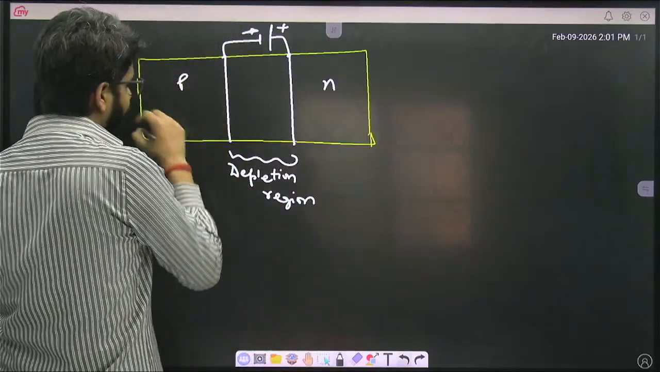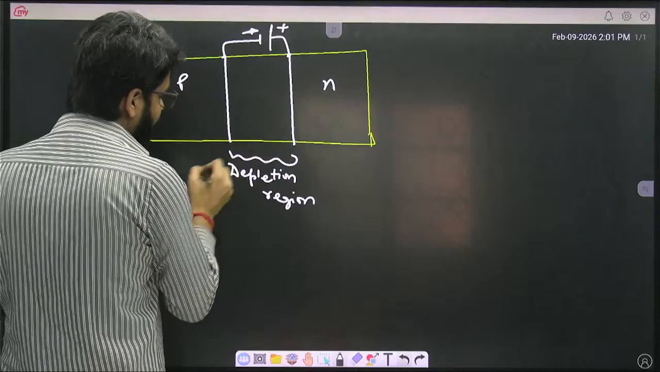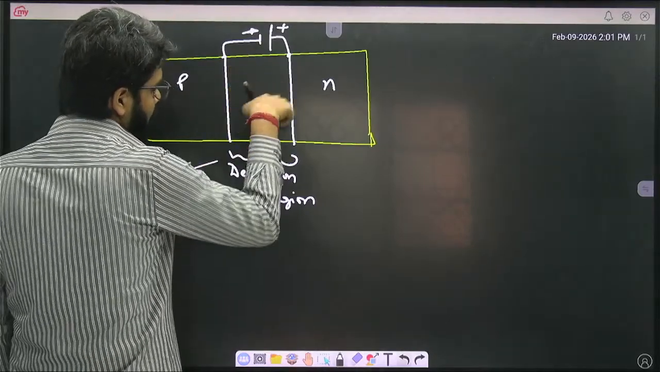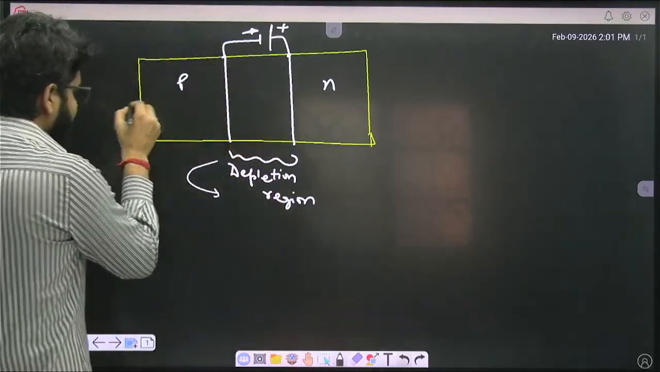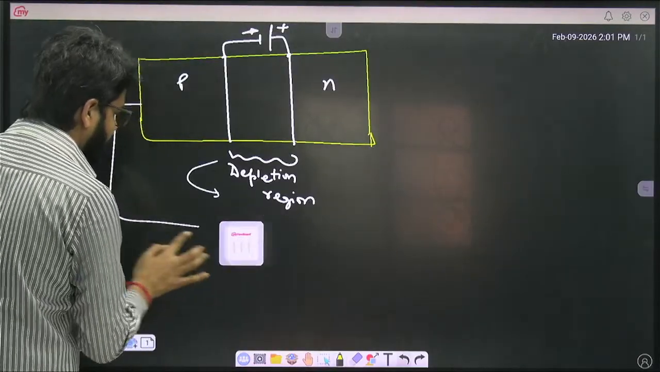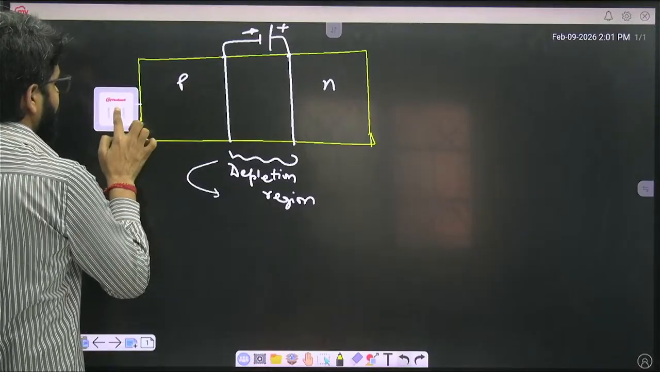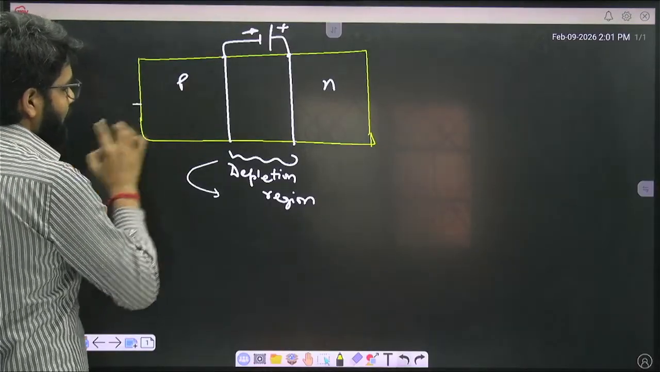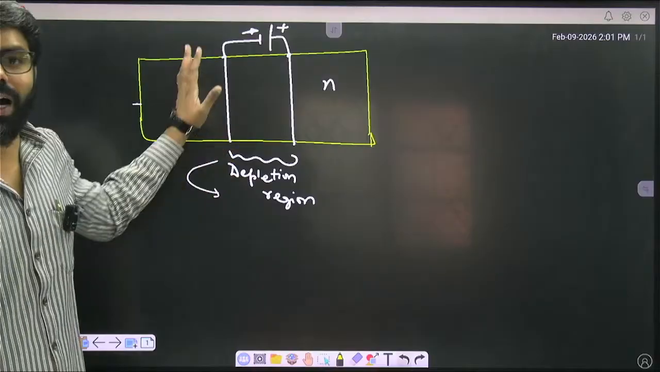Okay, so what happens? This is devoid of charges. No charges are there. When you connect with the battery, or even without connecting, that will be called biasing. Okay, remember that. Without the battery, without the biasing, I'm just cutting from there.